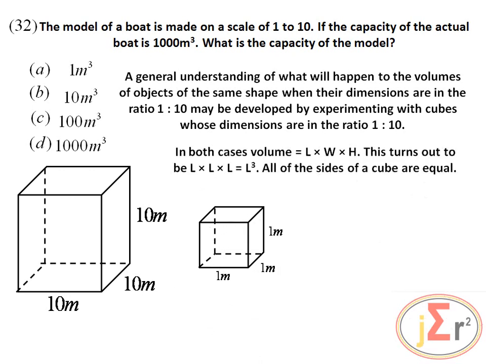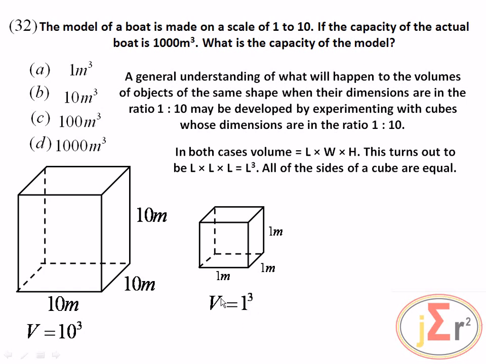In both cases, volume is equal to length times width times height, but they are cubes. This turns out to be L multiplied by L multiplied by L, which is equal to L cubed, because all of the sides of the cube are equal. So, for each volume, we will replace the L's with the numbers. In the first case, we will replace with 10, and in the second case, we will replace with 1.